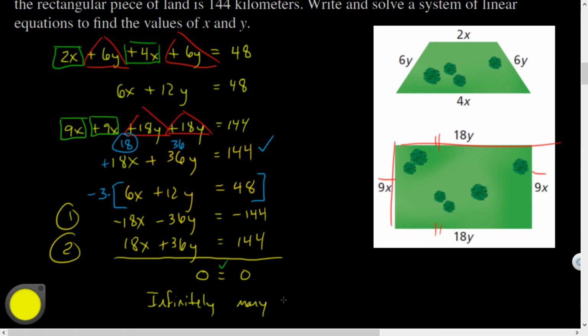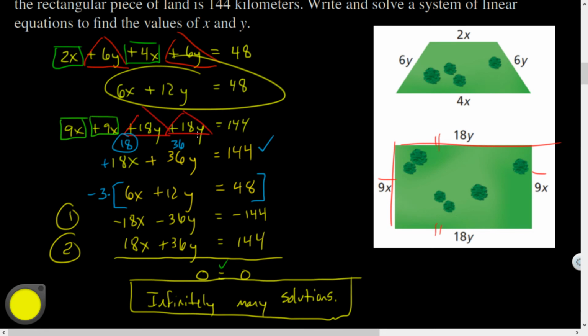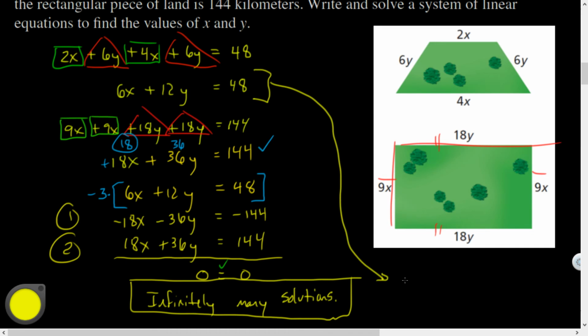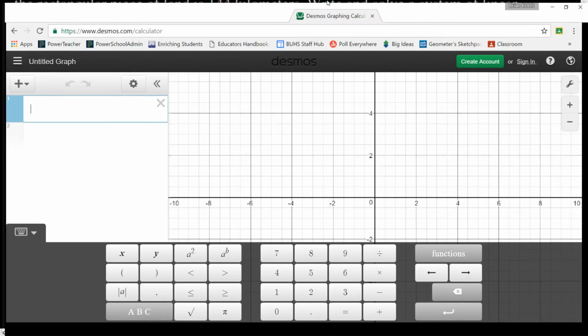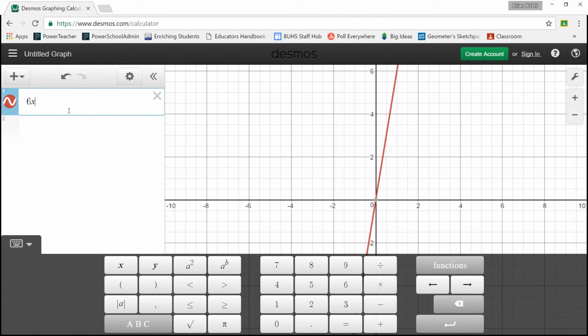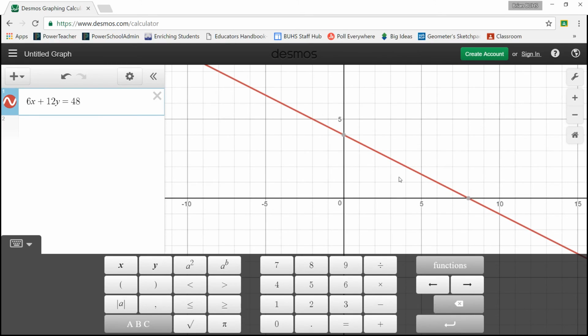Now, that does not mean that every combination of x and y works. The only ones that work are the ones that are represented by either of these equations. All right? So I'll just say, solutions that make this true, 6x plus 12y equals 48. And let me show you what some of those solutions look like. I'll pull up the Desmos calculator real quick. 6x plus 12y equals 48. And so there we go.